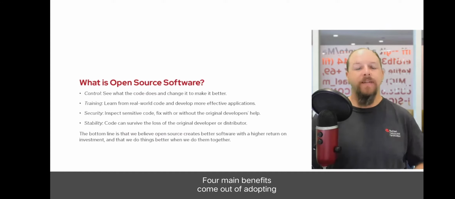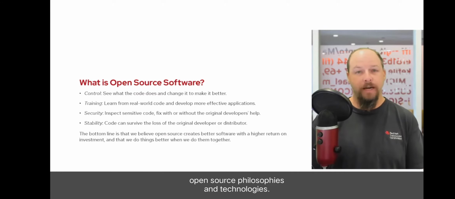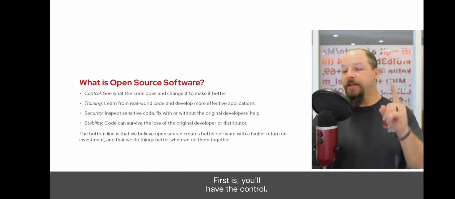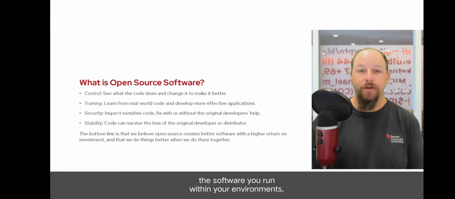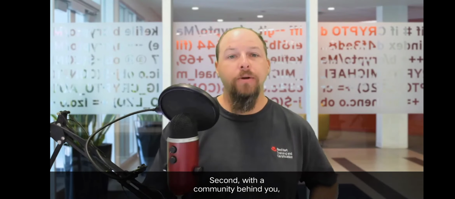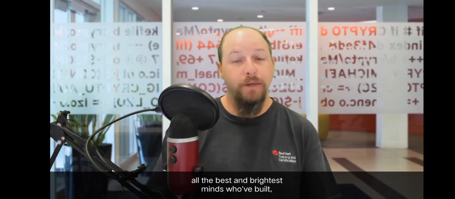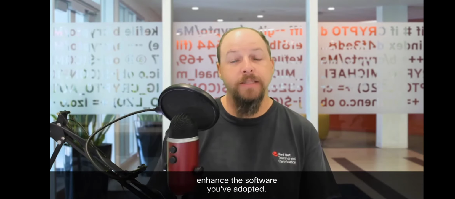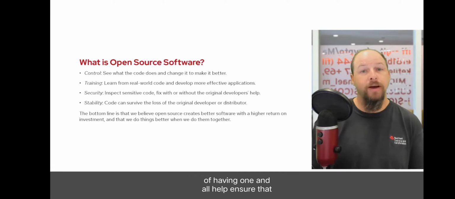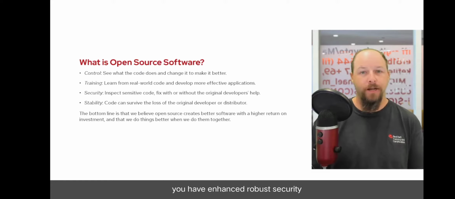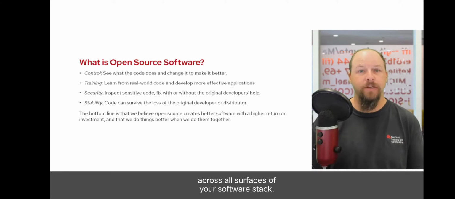Four main benefits come out of adopting open source philosophies and technologies. First, you'll have the control of your code base and the software you run within your environments, fully adaptable to meet your needs. Second, with a community behind you, you can access training from all the best and brightest minds who've built, used, and continue to enhance the software you've adopted. Third is the security implications of having one and all help ensure that you have enhanced, robust security across all surfaces of your software stack.